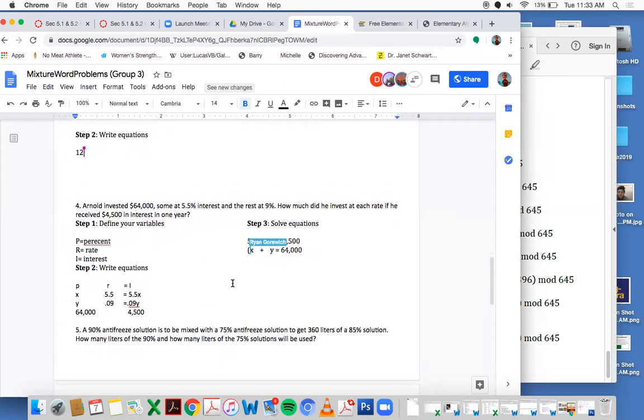All right, so Ryan, it looks great, but this 5.5 right here should be turned to decimal form because it's a percentage. So you change the 9% to 0.09, but this 5.5 needs to be changed to decimal form. So divide by 100. Okay.